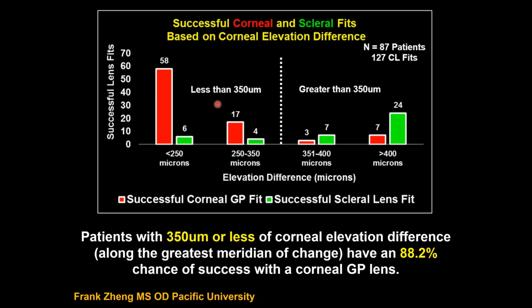When that elevation difference was greater than 350 microns, that's when we were more likely to need a scleral lens. That's the green bars you see here. And you notice how much higher the green bars are going up when we're in that over 350 micron range. So when the asymmetry is under 350, corneal GPs more likely to be successful. Over 350, scleral lenses more likely are going to be needed to manage the asymmetry that we're dealing with.